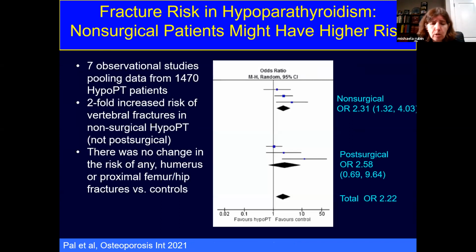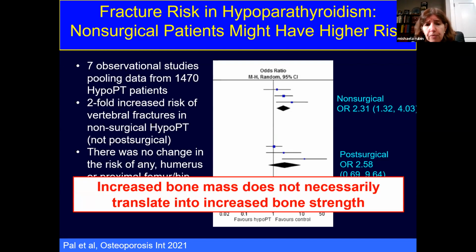This was one report that tried to pool together all of the 7 good quality studies that looked at fractures in hypoparathyroid patients, and pooled together that led to a compilation of data from 1,470 hypoparathyroid patients. And what they found was that there was a 2-fold increased risk of having a vertebral fracture in people who had non-surgical hypoparathyroidism. It wasn't the case for people with post-surgical hypoparathyroidism, and there wasn't any increased risk for any other types of fractures like hip or arm, but just at the spine in the non-surgical patients, there was this suggestion of an increased risk.